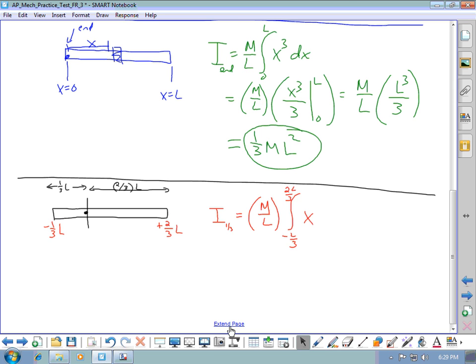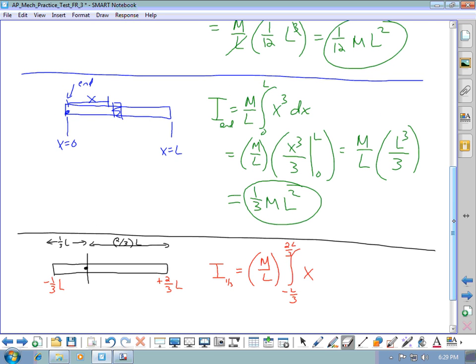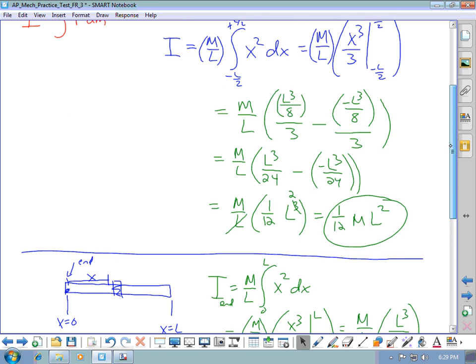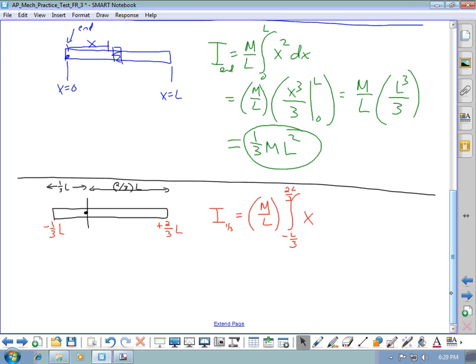x squared dx. So looking back up, I copied something down incorrectly. This should have been x squared. I did the integral in my head, so I combined too many steps there. I apologize for that. So this should be the integral of x squared dx. So the only difference is this is m over L times x cubed over 3, evaluated from negative L over 3 to 2L over 3.